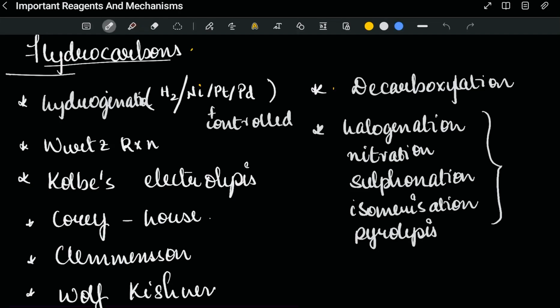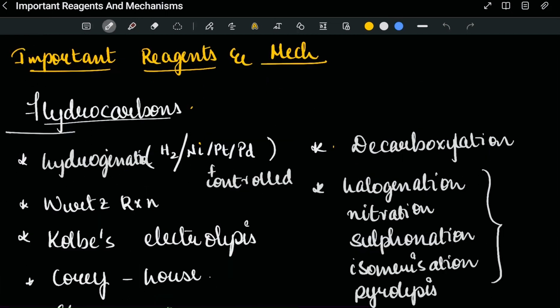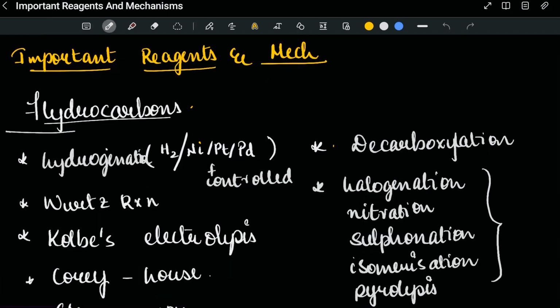Hello everyone. So today we will be discussing some important reagents in organic chemistry. Whenever we are facing a question based on organic chemistry, the question can be of reagent type, mechanism type, or concept type. A reagent is such that every reagent has a particular function which it is going to do on the compound.